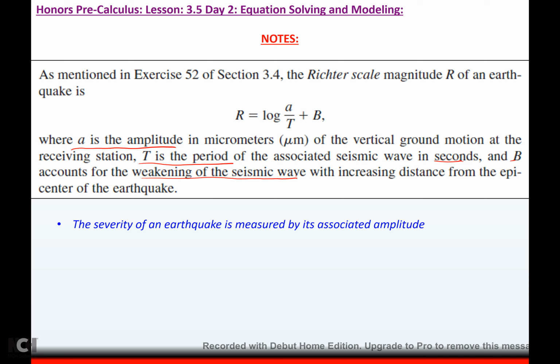The severity of an earthquake is measured by its associated amplitude. So if you're going to compare earthquakes, you take the difference of the Richter scales, and to figure out the ratio of them, you do log base 10 of that ratio. So basically, to figure out this ratio, you roll the log, 10 moves over, and it's going to be 10 to the difference in the Richter scales.